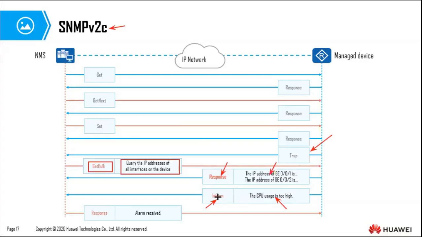The other difference between trap and inform is that inform requires a response from the NMS, unlike trap, which does not require a response. So that's another question you should expect in the exam. Which among the following packets is used by SNMP V2C to send trap messages? Of course, in the options you'll have trap and you'll have inform. So make sure you select inform. Are we together?